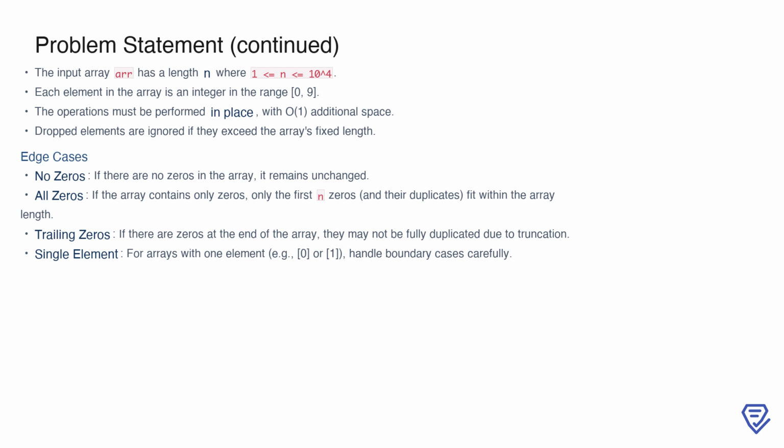Key edge cases to consider include arrays without any zeros, which remain unchanged, arrays consisting only of zeros, where only the first n duplicated zeros fit, and arrays with trailing zeros, as these may not be fully duplicated. Additionally, single-element arrays, like 0 or 1, require special attention to ensure boundary conditions are handled correctly.